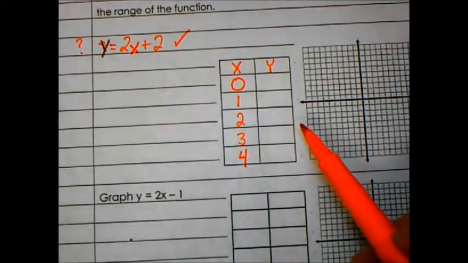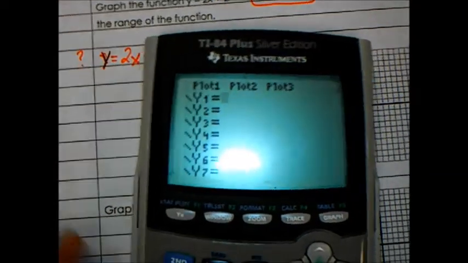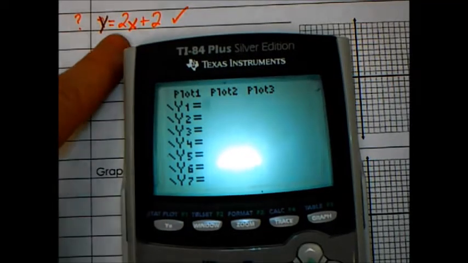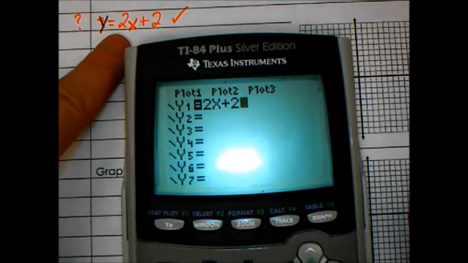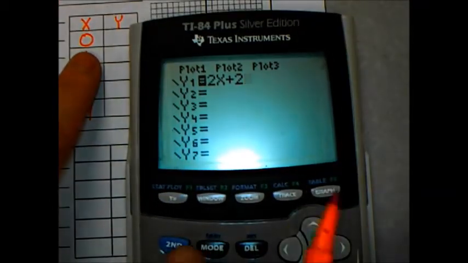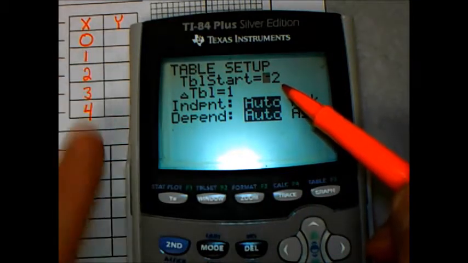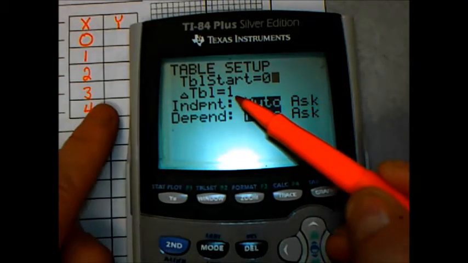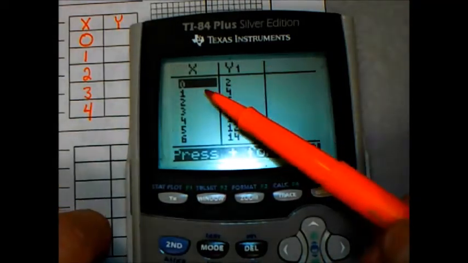Alright, I'm going to grab my calculator. Mine went to sleep, so turn it back on. Equals, I'm going to clear out the equation I had, and now I'm going to put in 2x plus 2. Okay, my table now starts at 0, so I'm going to go to my table set, and my start number, I'm going to change it to a 0. Still counting by ones. And now go to your table.